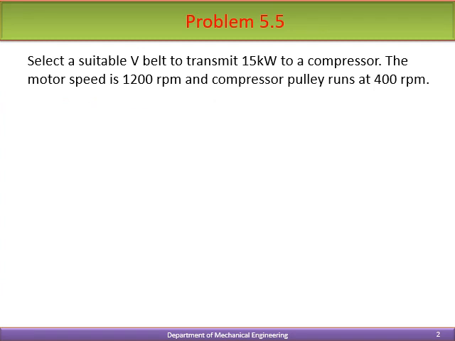Here we have problem 5.5. This problem is from K. Raghavendra textbook, page number 169, question number 20. Select a suitable V-belt to transmit 15 kilowatt to a compressor. The motor speed is 1200 rpm and compressor pulley runs at 400 rpm. Here power is given and the speed of motor driver NS is 1200 rpm and NL is given, it is 400 rpm. Here we have to design a suitable V-belt.